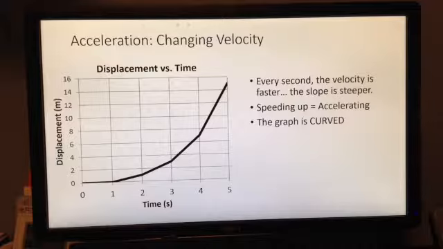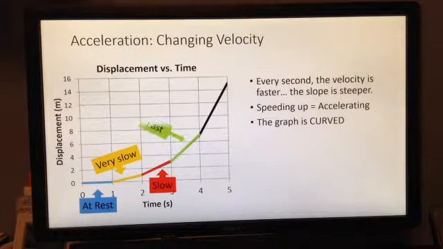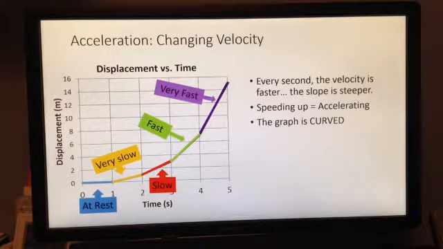Now we have changing velocity. When the velocity is not constant, but it's changing. Every second, the velocity is faster, so we're talking about acceleration. It's going faster and faster and faster, so that means every second the slope is steeper. So, speeding up, accelerated, we end up with a graph that's curved. So right there, at rest, very slow, slow, fast, very fast. If you notice that slope is getting steeper and steeper and steeper, and you end up creating a curve.